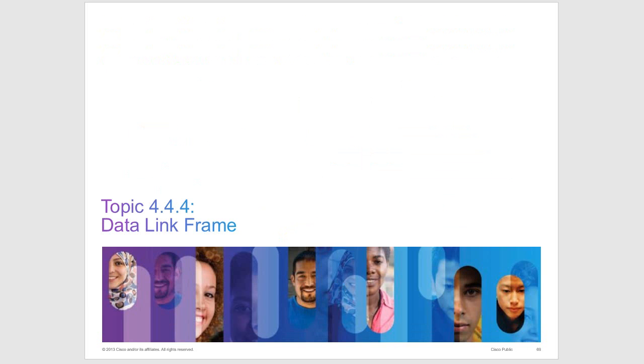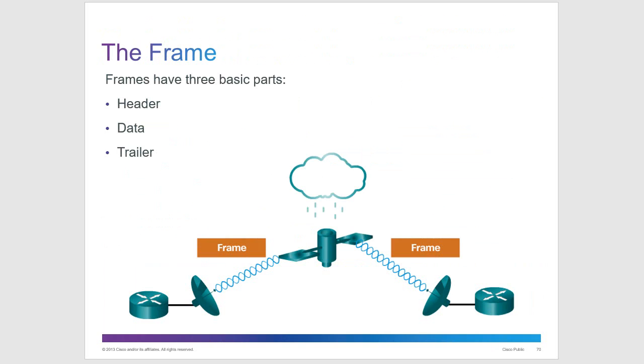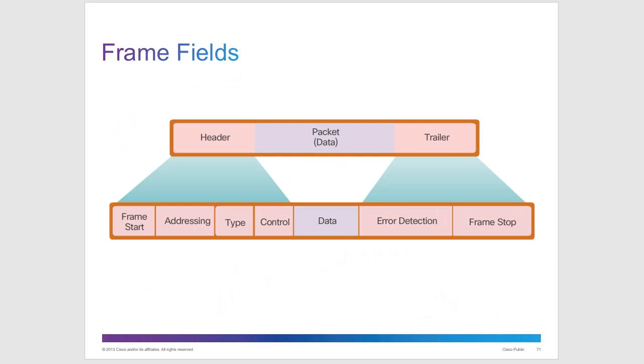The data link frame. All right. The frames have three basic parts: the header, the data, which is kind of just the packet, and the trailer. So you've got your packet data here, you've got your header, and you've got your trailer. You have your frame start, which is some sequence of bits to indicate the frame start, your frame addressing, your type, your control. You've got some error detection that goes on here to make sure that the frame arrived intact. Okay, that's what the error detection does. And you have some bits for the frame stop.